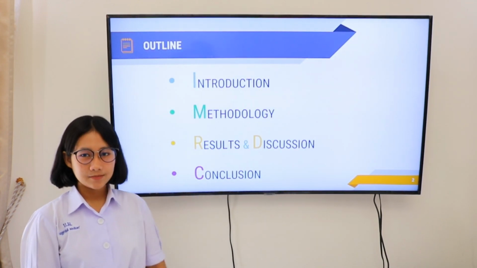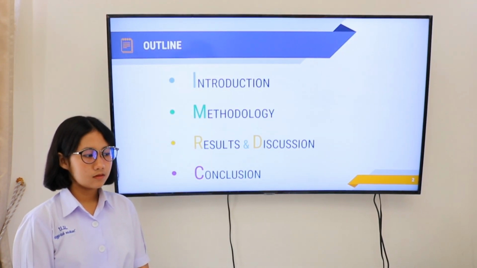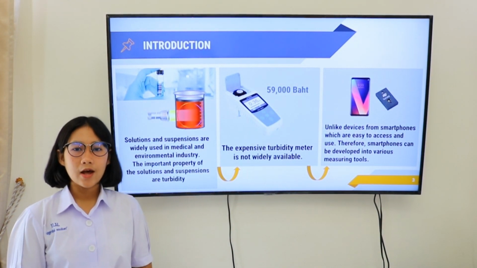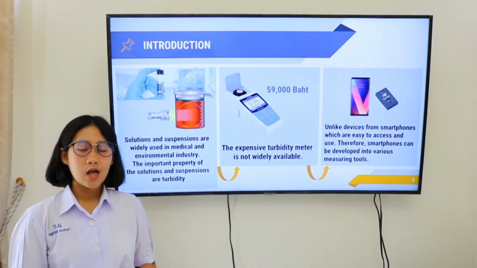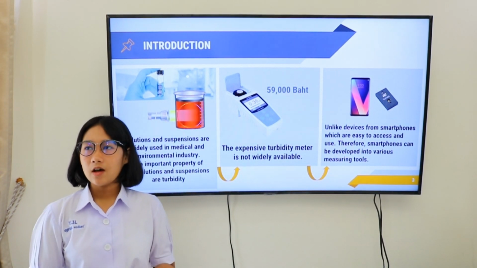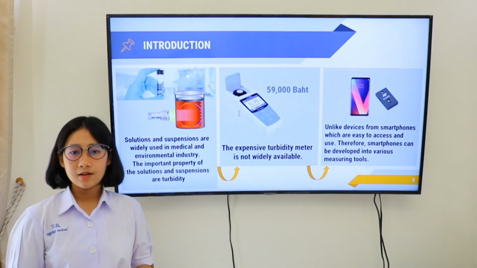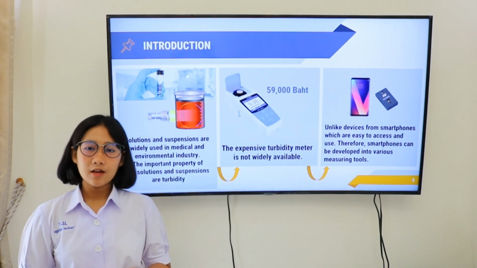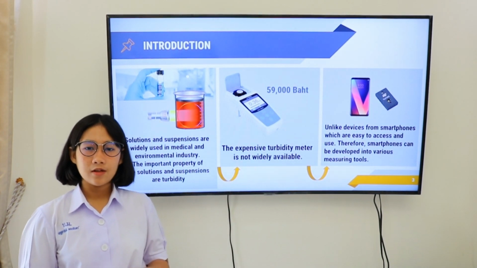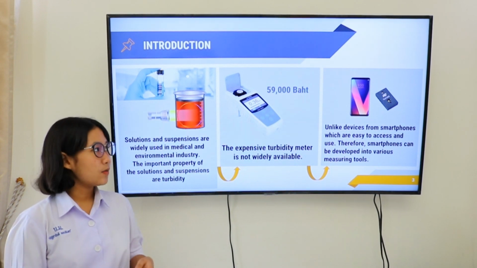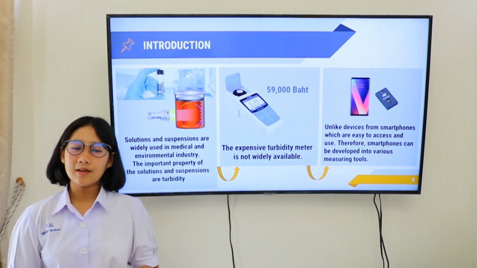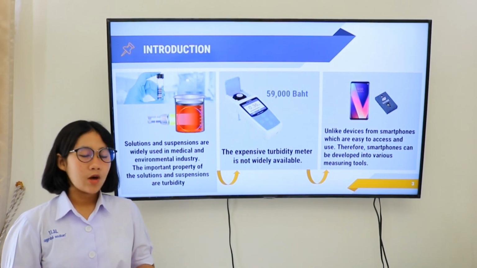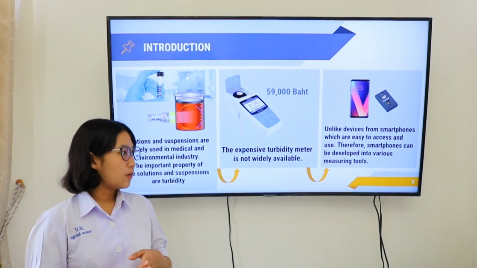This is my outline. Introduction. Solution and suspension are widely used in the medical and environmental industry, and an important property of solution and suspension is turbidity. But unfortunately, the expensive turbidity meter is not widely available, unlike smartphone devices, which are easy to access and use, and therefore the smartphone can be developed into various equipment tools.